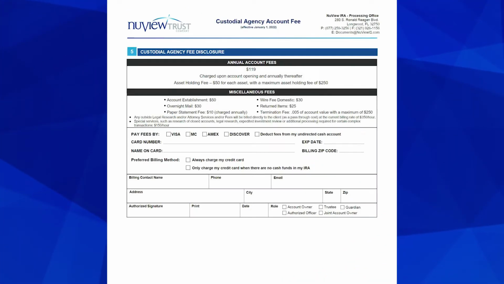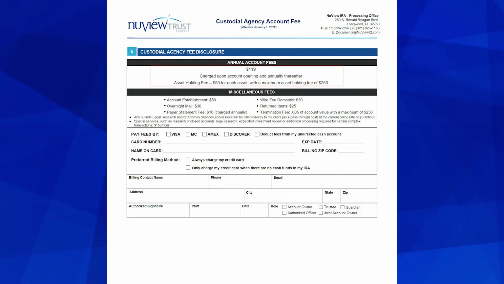All right, now we're moving on to the advisor-based fee schedule. This is our discounted annual account fee of $119 charged upon the account opening and annually thereafter. The asset holding fee, again charged annually, is $50 per asset with a maximum of $250 a year, meaning if you and/or your client are holding more than 5 investments within the account, the most they'll ever pay in annual asset holding fees is $250.